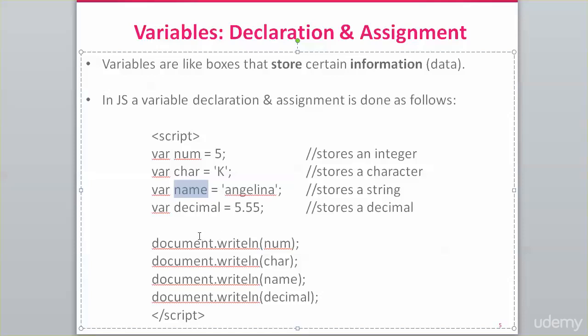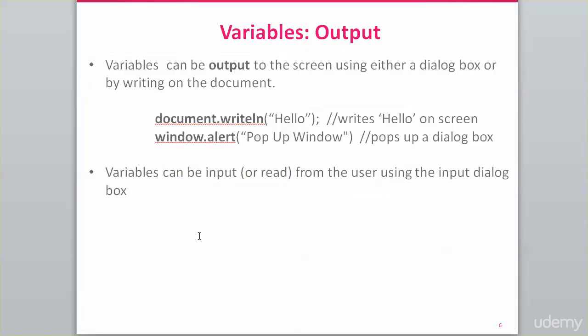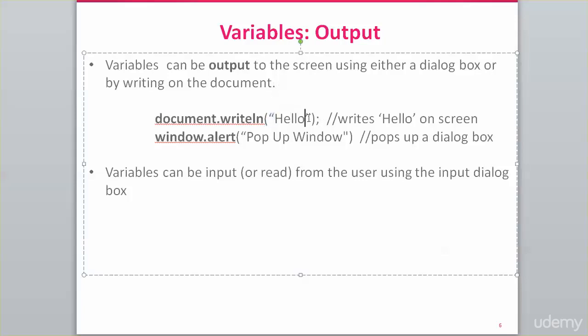In this case, we will also cover in the next topic output to the screen. So variables can be output to the screen using either a dialog box or by writing on the document, which is the web page itself. So if you do want to write something on the screen, such as hello, you would simply write document.writeLine, and inside the brackets you would use double quotation marks, and the string you want to type.